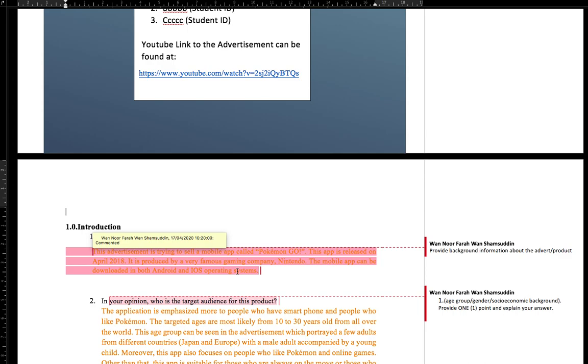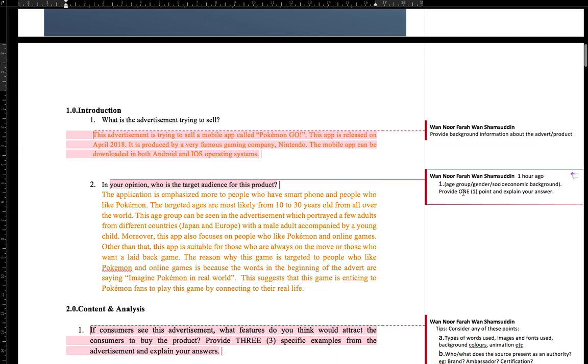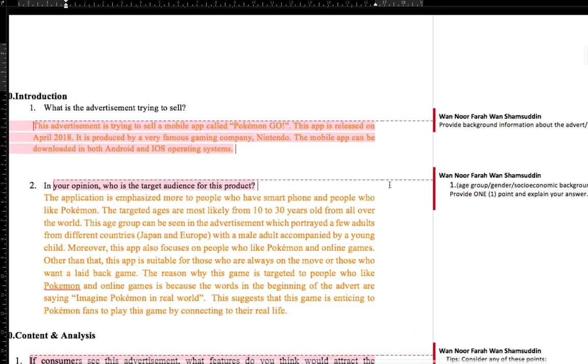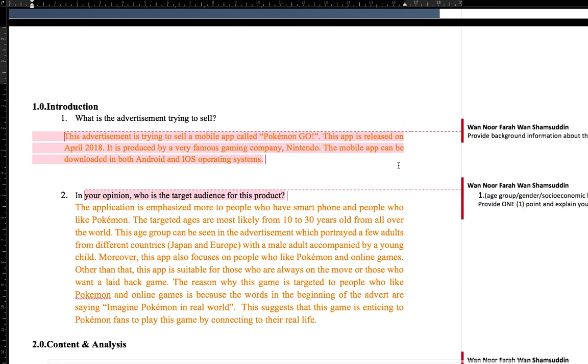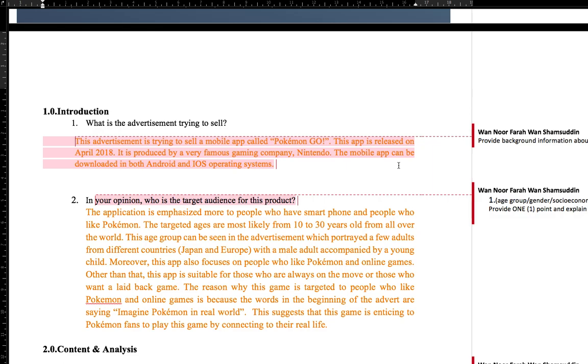Now the second question is about who is the target audience, or the people who might want to buy this product. Here you might want to consider demographic questions like age group, gender, and socio-economic background, and provide at least 1 point and explain your answer. The example that I gave here was that this application is emphasized on people who have smartphones, because without smartphones, you cannot do this. And number 2, people who like Pokemon.